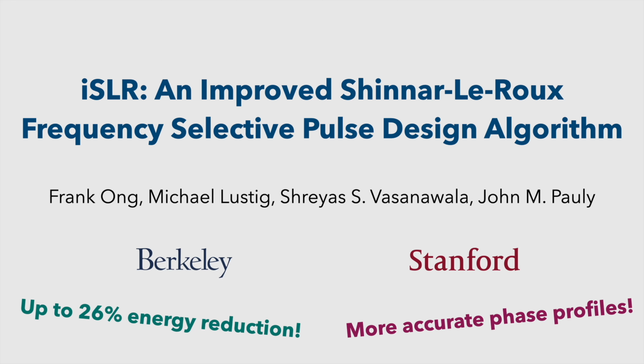My name is Frank Ong, and today I'll be talking about some very exciting work that we've been doing at Stanford and Berkeley. It's about an improved SLR algorithm. It can let you generate pulses with up to 26% lower energy and also more accurate phase profiles.